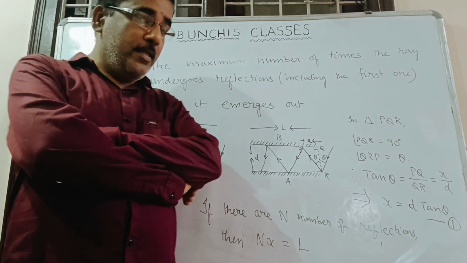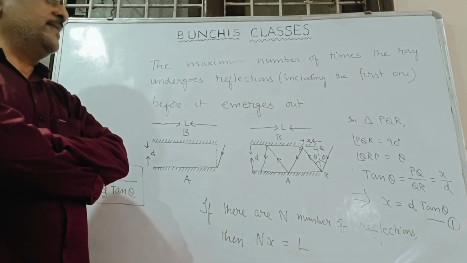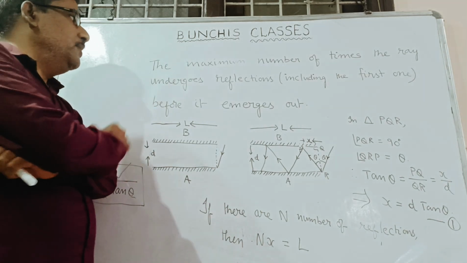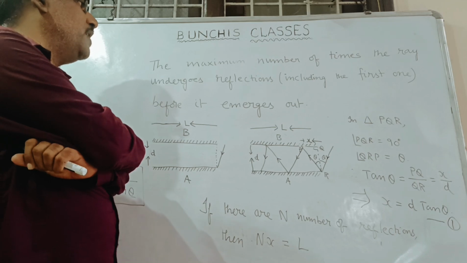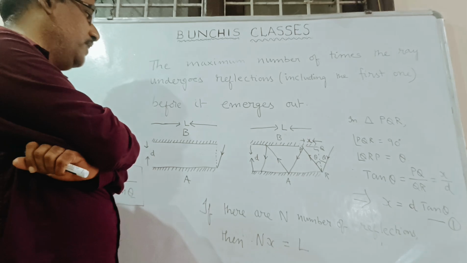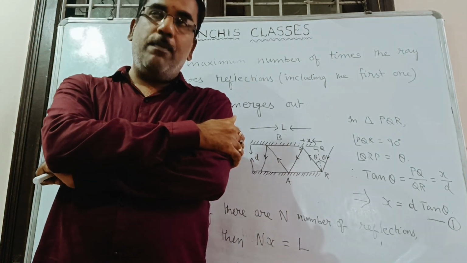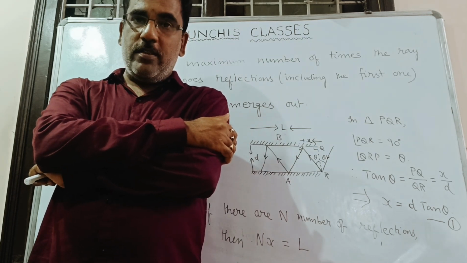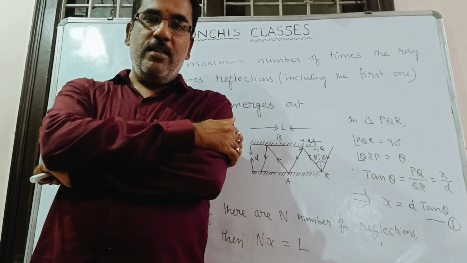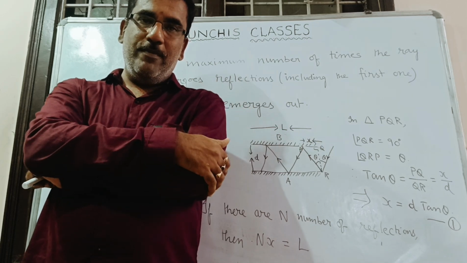Okay, did you note this? Till now I have explained 4 cases of deviation suffered by a reflected ray, and in this case we have discussed the maximum number of times the ray undergoes reflections, including the first one, before it emerges out. In the next video I will explain what is real object, what is real image, what is virtual object and what is virtual image. All these things I will explain in the next video.